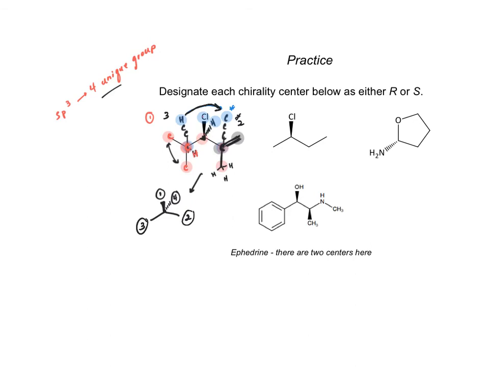Okay, so once we've assigned priority, we need to either rotate the molecule or manipulate the molecule so that 4 is on the dash going into the board. We don't have to do anything for this guy because 4 is already on the dash. So now we're just looking at how do we get from 1 to 2 to 3. We're just going to ignore 4. To go from 1 to 2 to 3, we have to move in a clockwise direction. And clockwise is R. So the absolute configuration here for this center is R.